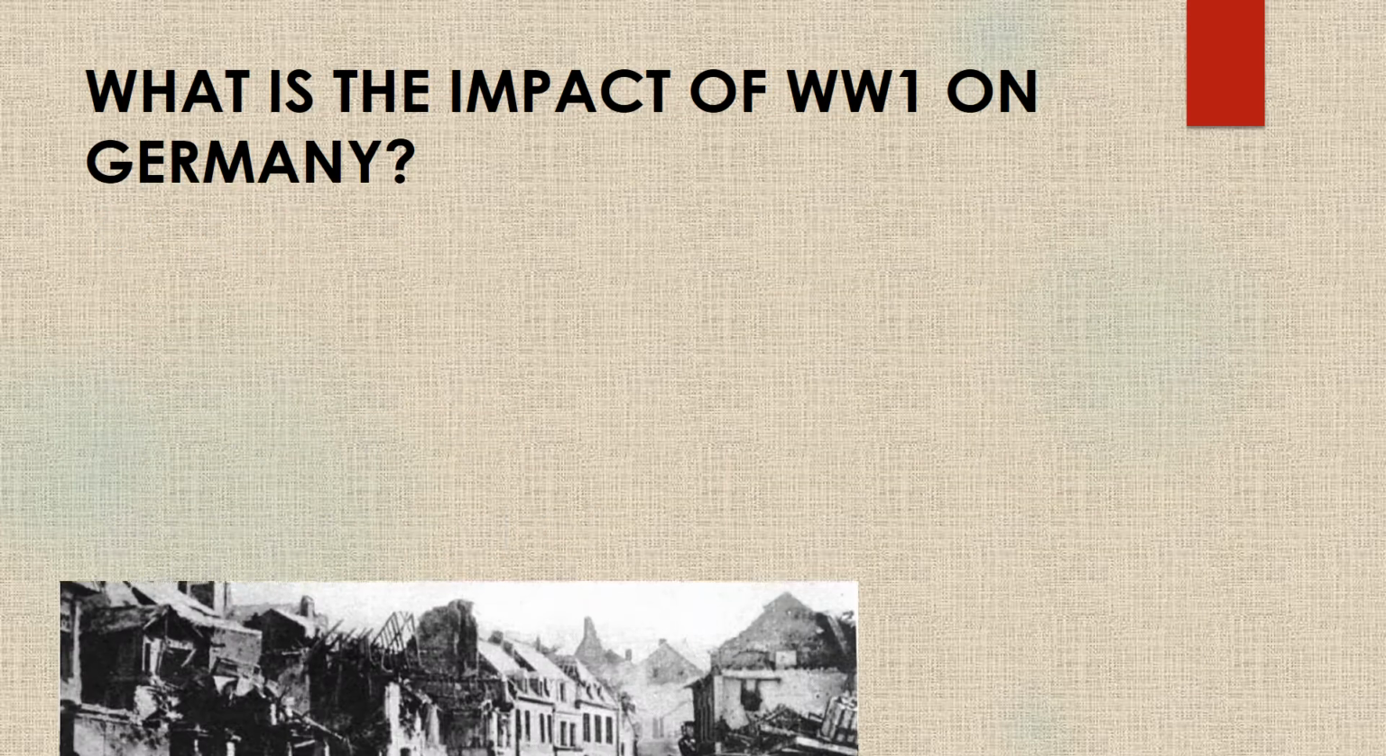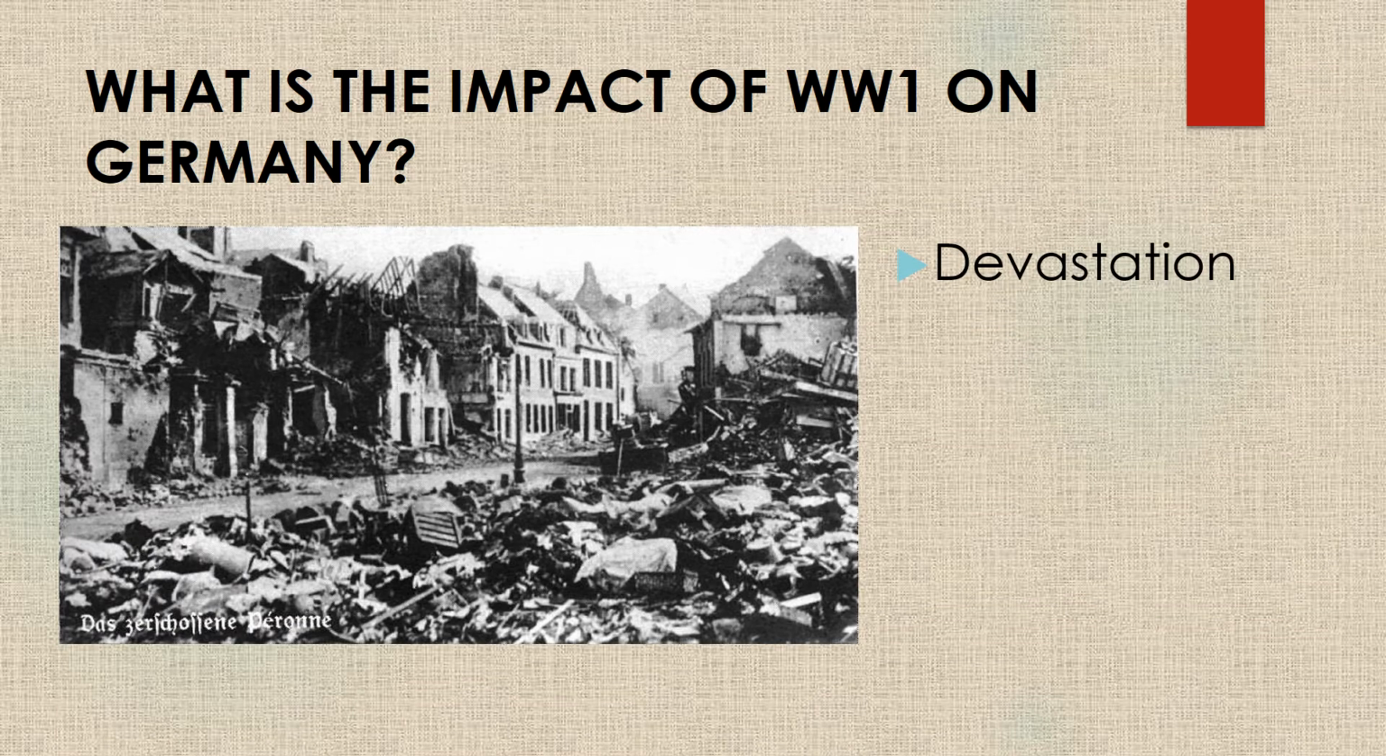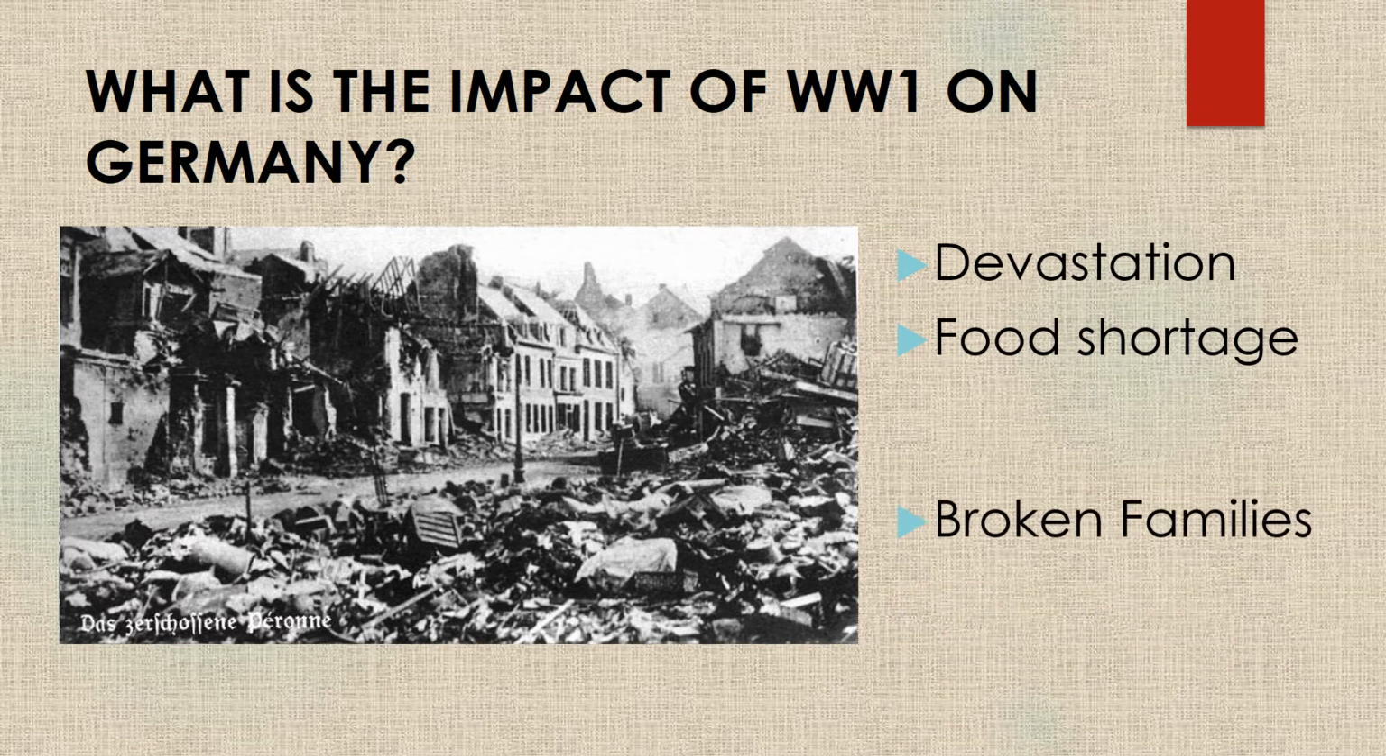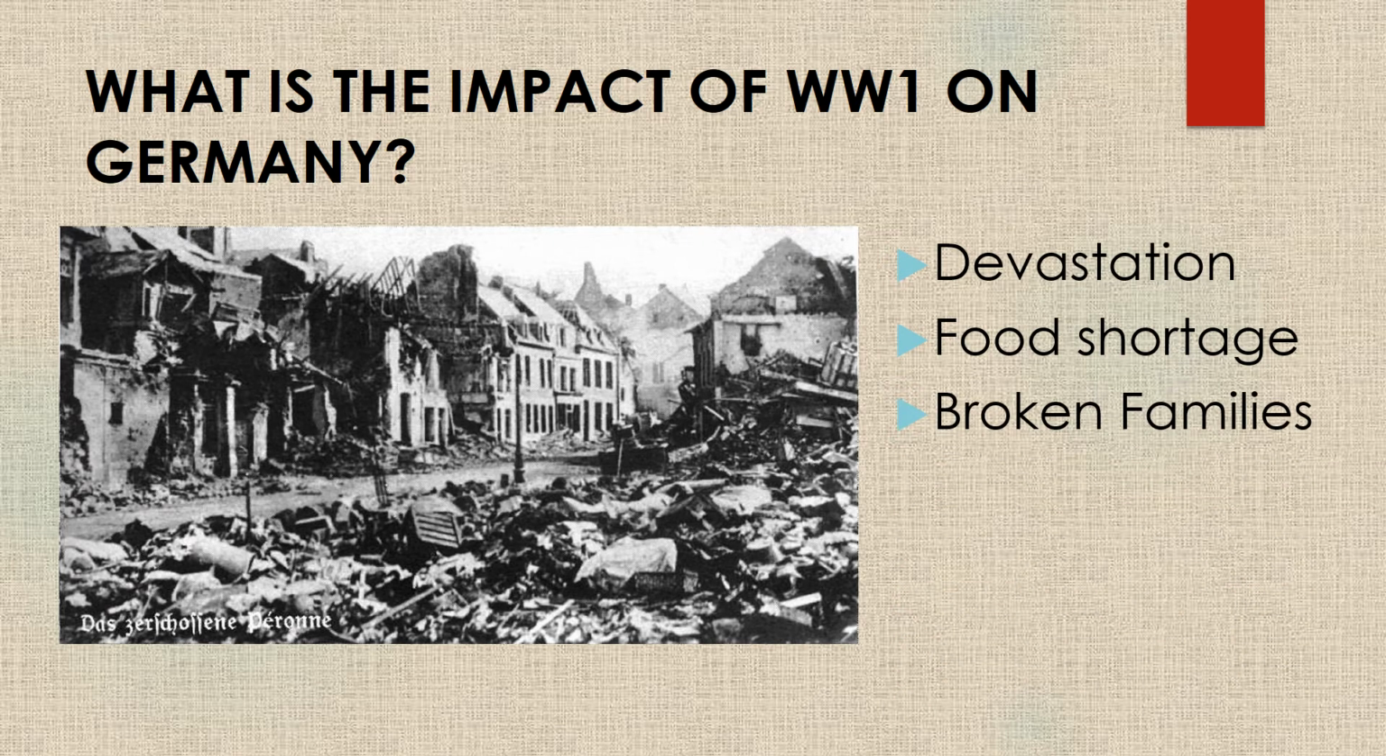So the situation in Germany itself, okay, there was massive devastation. You can see from the picture that the infrastructure was just terrible. Okay, there was food shortage. There were broken families, families that lost their loved ones during World War I. And there was also massive unemployment. Okay, all these tend to happen when a war occurs in a country.